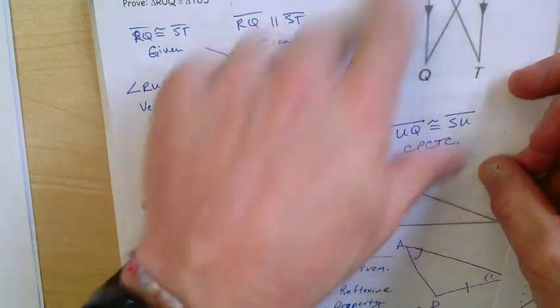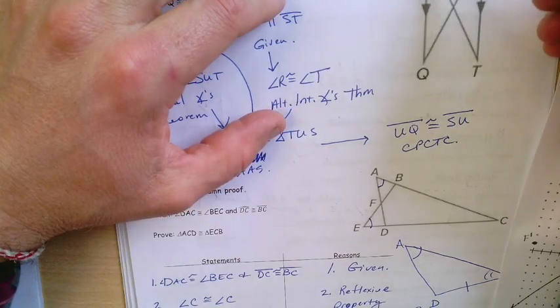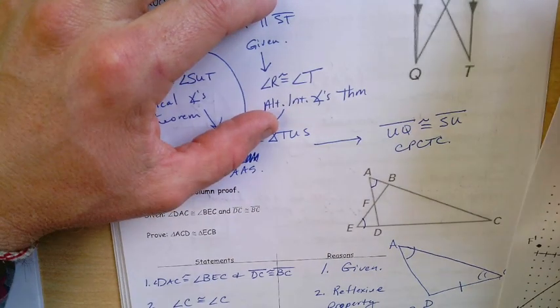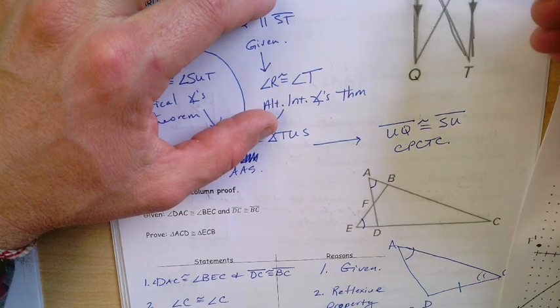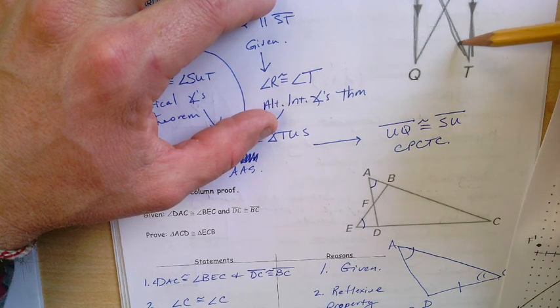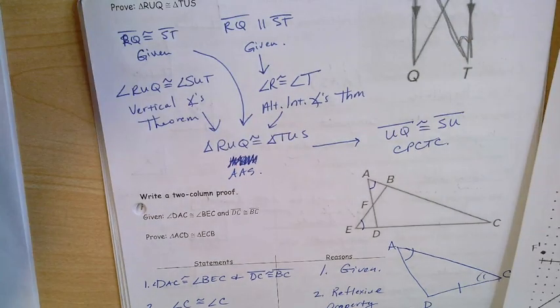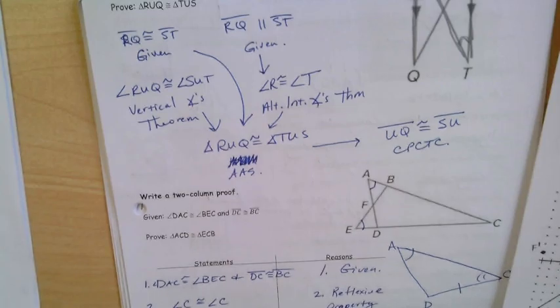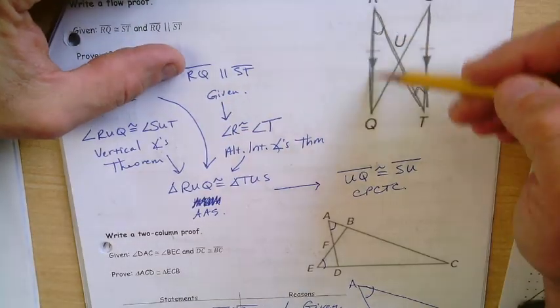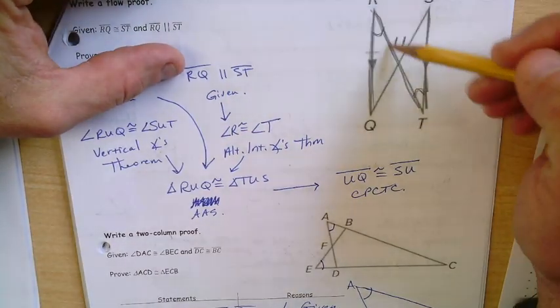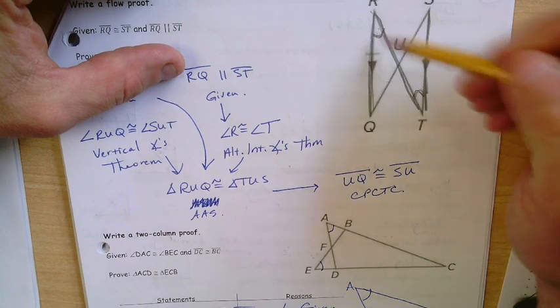Because if this line here is parallel to this line here, and this is the transversal between them, then this angle here would have to be congruent to that angle there. Again, that's the alternate interior angles theorem. I didn't show you that very well. So again, this line here is parallel to this one. Here's my transversal. Those alternate interior angles would have to be congruent.